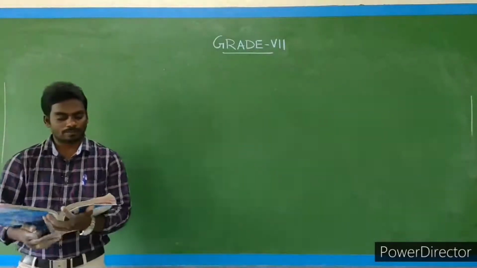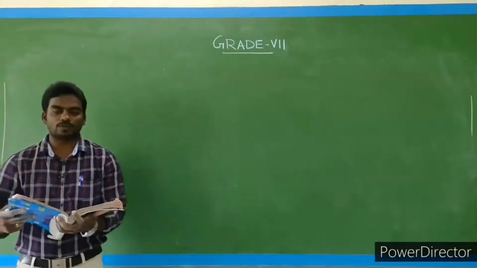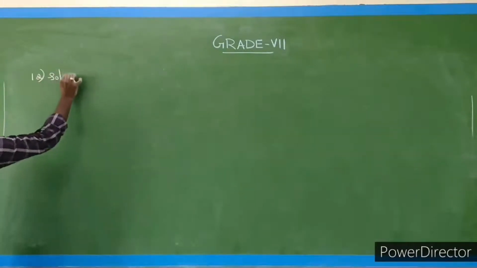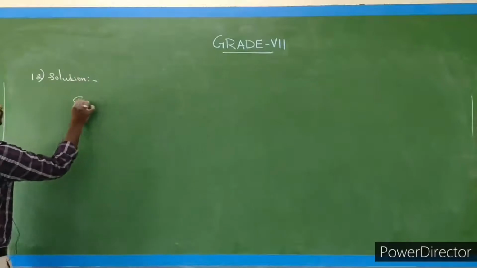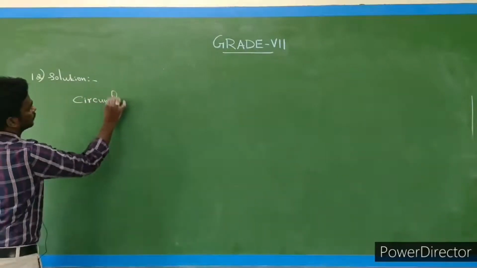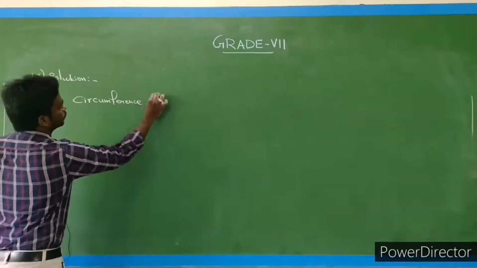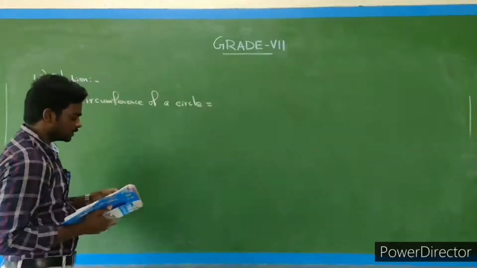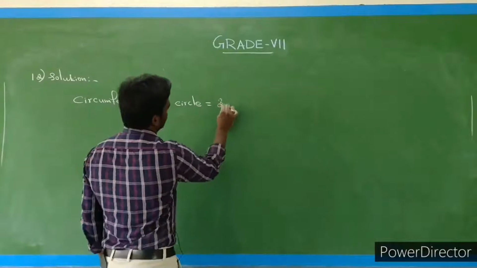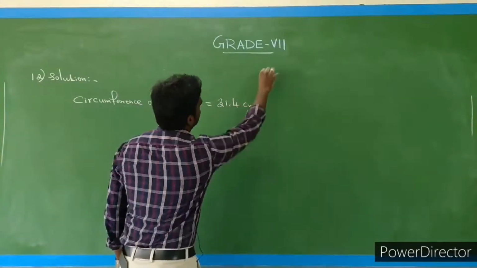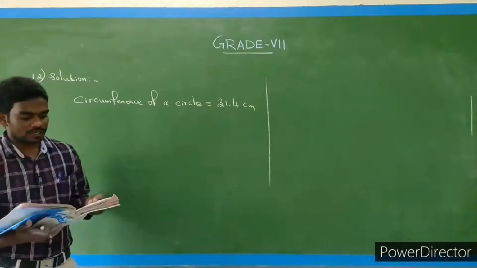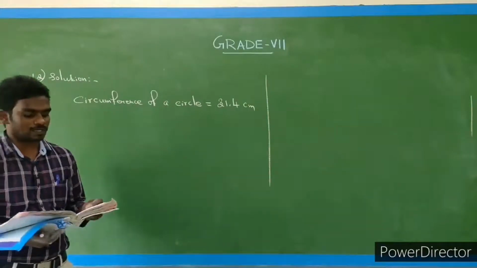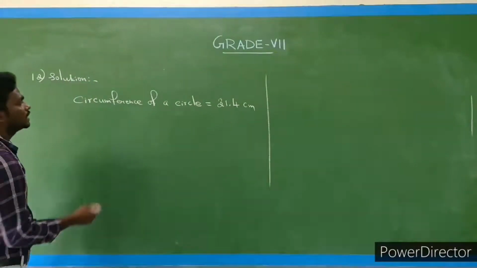Next, our 12th question. The circumference of a circle is 31.4 centimeter. 12th one. Circumference of a circle is equal to, what is that? 31.4 centimeter. So which is given. Next, find the radius of the circle. Find the radius and the area of the circle. So in our bracket value, take pi is equal to 3.14.